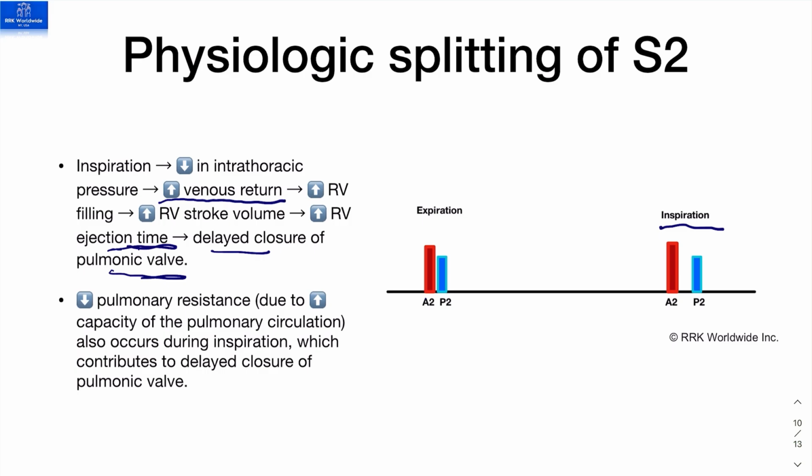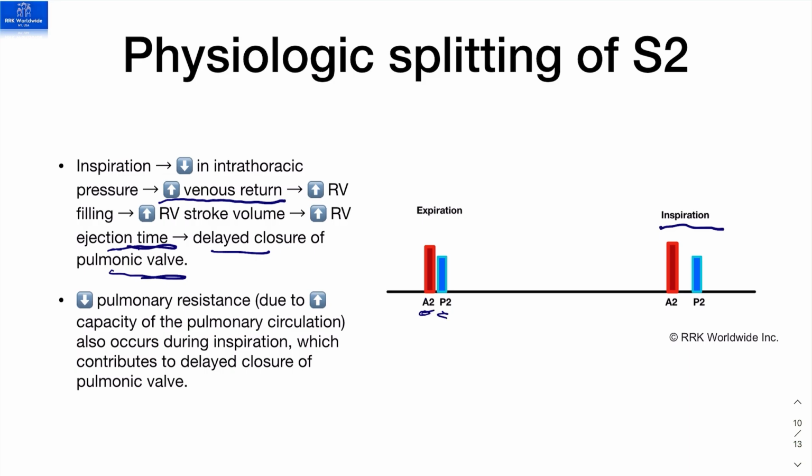And so the increased left atrial blood volume, of course, is going to empty into the left ventricle, and so you'll have an increase in the left ventricular stroke volume. So again, the same concept. You're going to have more blood to eject from the left side when you expire because more blood is returning to the left atrium. And so it's going to take longer for the aortic valve to close, and so it gets very close to P2.